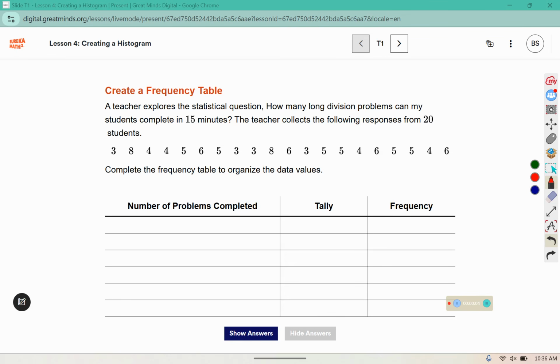A teacher explores the statistical question: how many long division problems can my students complete in 15 minutes? The teacher collects the following responses from 20 students. Complete the frequency table to organize the data values.